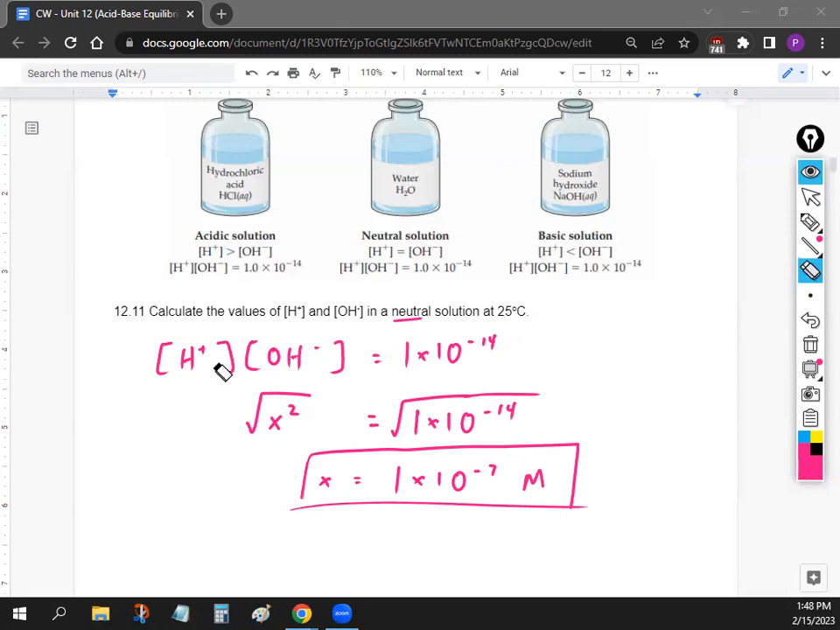So again, if H plus and OH minus are equal to each other, we can just use the same variable to represent it. So you can just replace it with x times x, which is x squared. Find the square root. And so in a neutral solution, the concentration of H plus will be 1 times 10 to the negative 7. OH minus will be 1 times 10 to the negative 7.